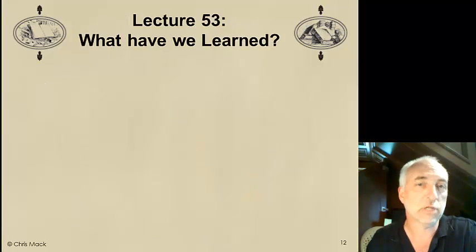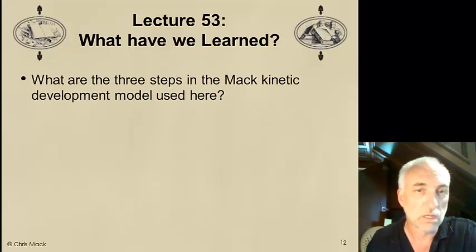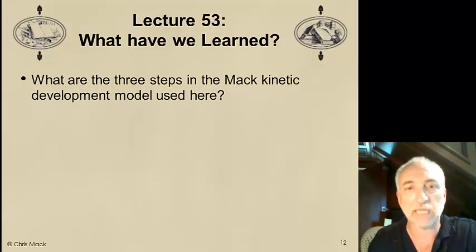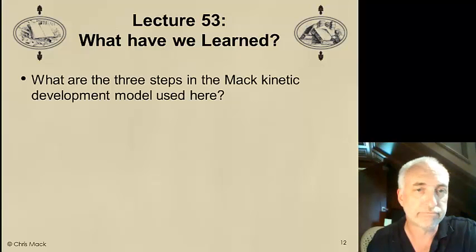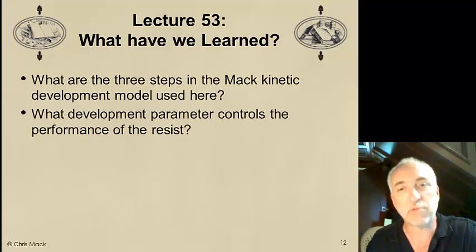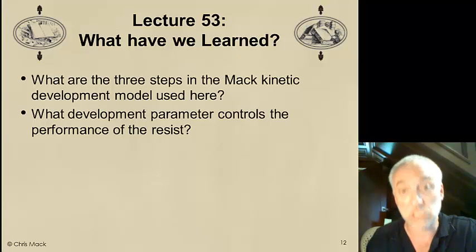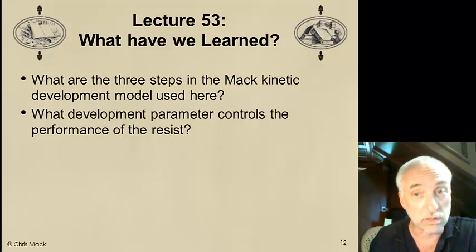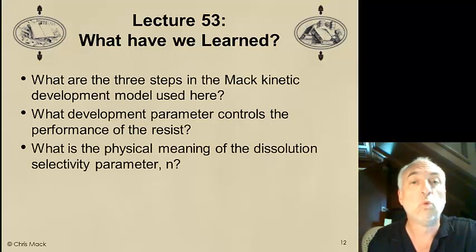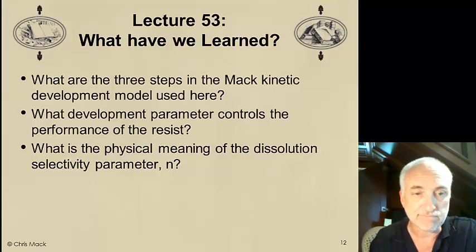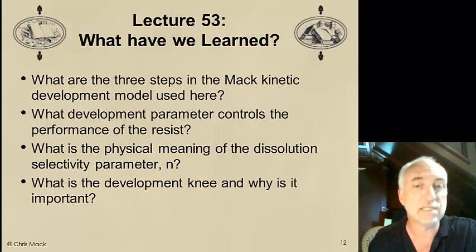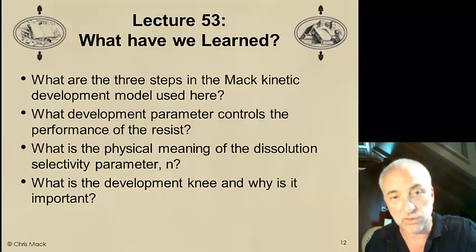All right, let's look at what we've learned. As always, you should be able to quickly and easily answer these questions. If not, you need to go back and review the material again. What are the 3 steps in the Mack kinetic development model used here? What development parameter controls the performance of the resist? That is, of the 4 parameters we discussed in that model, which one is the most important? What is the physical meaning of the dissolution selectivity parameter n? And finally, what is the development knee and why is it important?